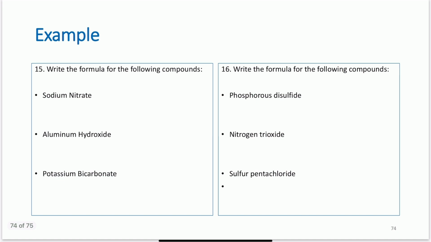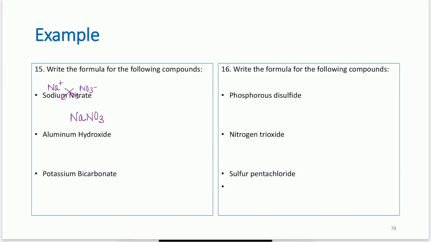Let's practice some basic naming. Write the formula for the following compounds. I'm giving you the name, I want the formula. Sodium nitrate. Sodium, alkali metal, group 1, Na. Group 1 is always a +1 charge. Nitrate, one of your polyatomics, NO3 minus. Cross your charges, and we get NaNO3.